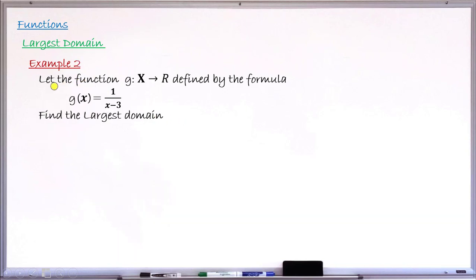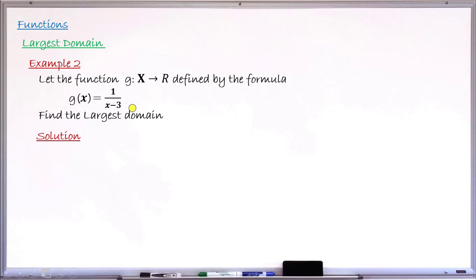Example number 2 says let this very function g that has a domain x and has a codomain set of real numbers, and this function g is defined by the formula g of x equals to 1 over x minus 3. The question asks is to find the largest domain. So solution to this very problem. So the concept is clear.